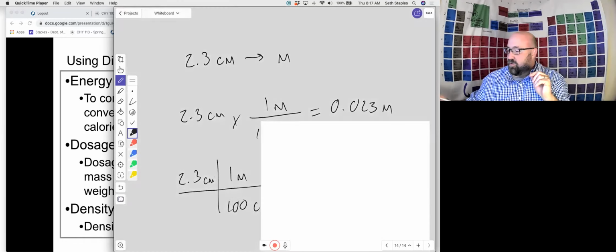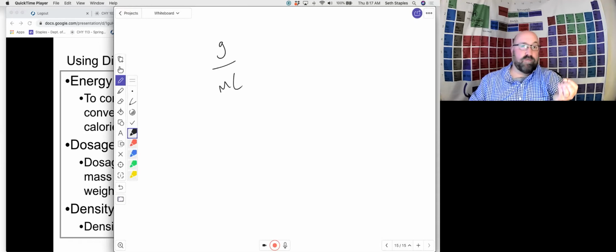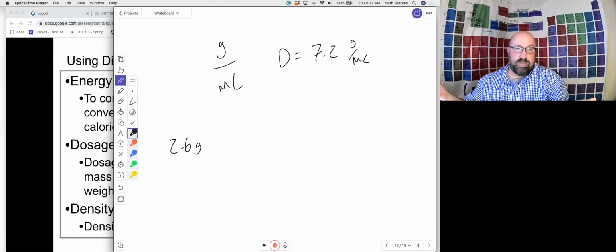Another example of a way to use conversion factors is density. We've talked about density just a little bit, and it is in your book, but density is typically given in units of grams per milliliter very often. Just another conversion factor. Let's say we know the density of a certain object is maybe 7.2 grams per milliliter. We know that we have 2.6 grams of that substance, and we want to know what the volume of that is.